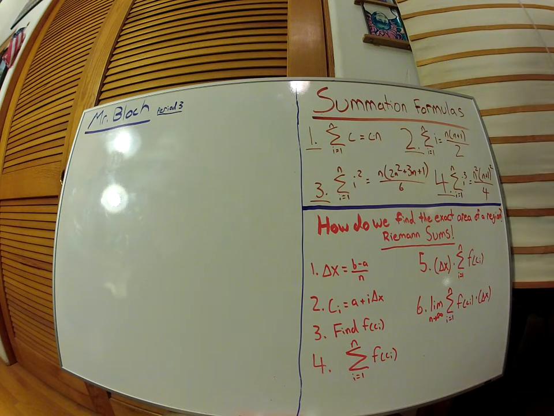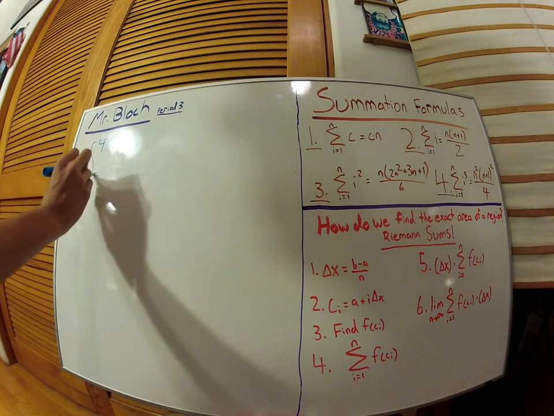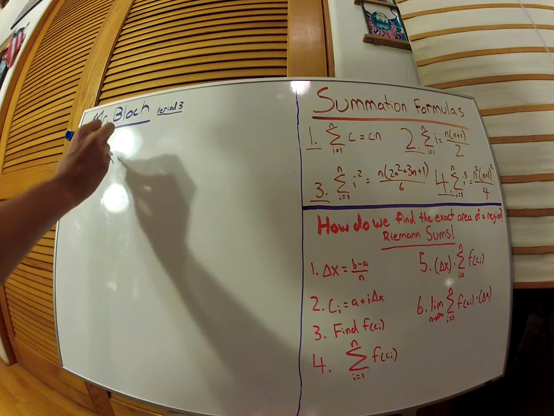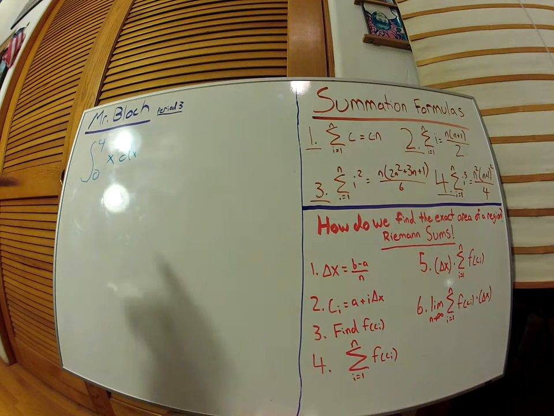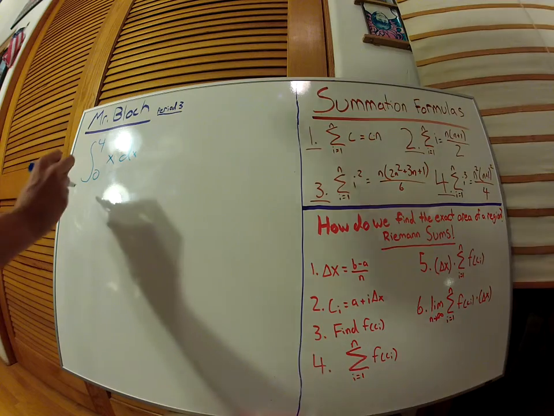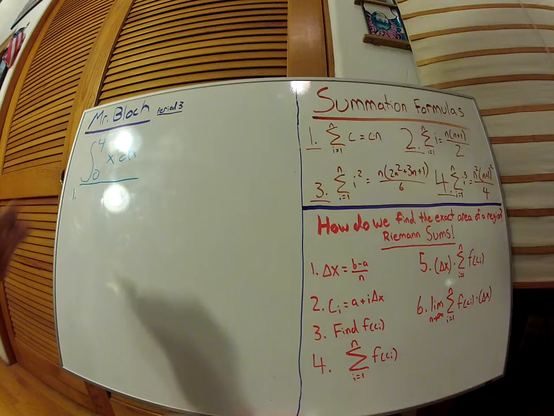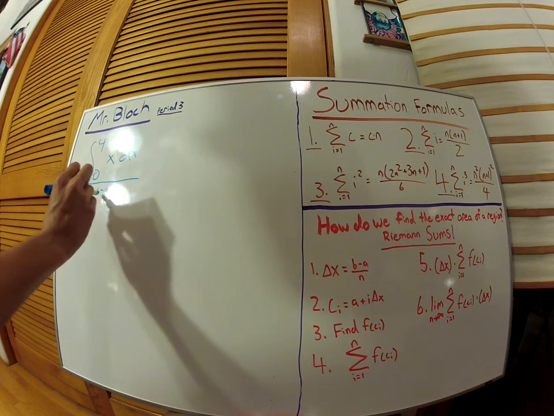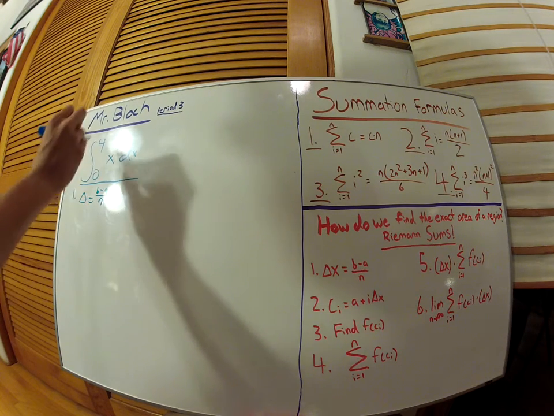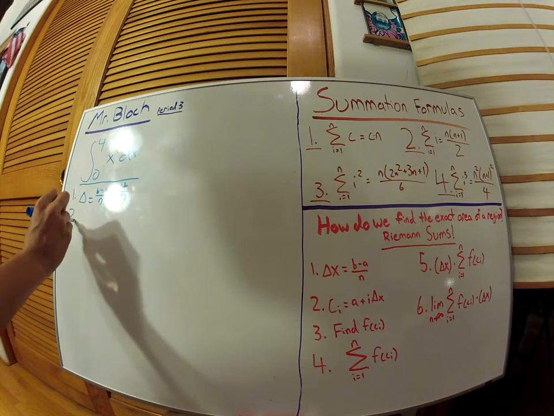The example today is going to be the integral from 0 to 4 of x cubed dx. The dx is there just to show you what variable we're using, and as of now it's going to be x. Step number 1: we want to find the change in x. The change in x is b minus a all over n, which is 4 minus 0 over n, which is 4 over n.